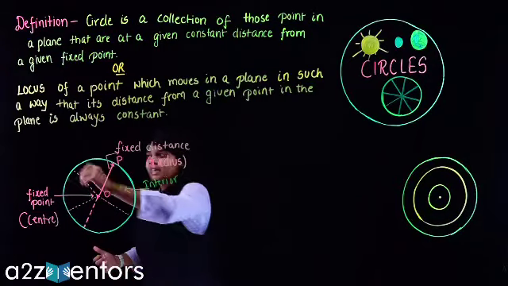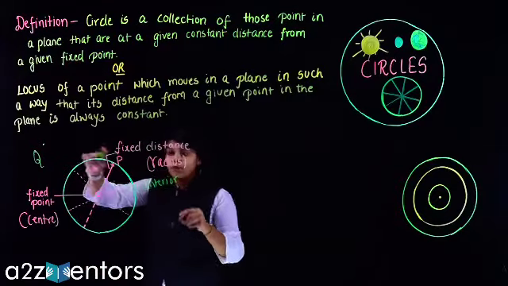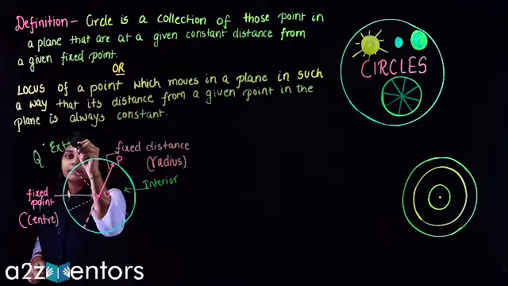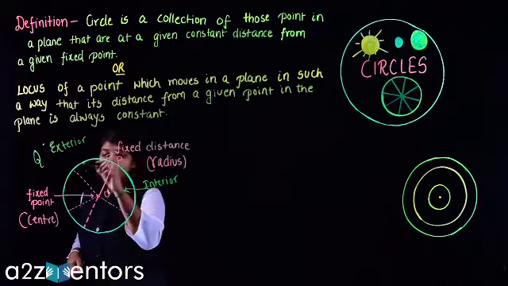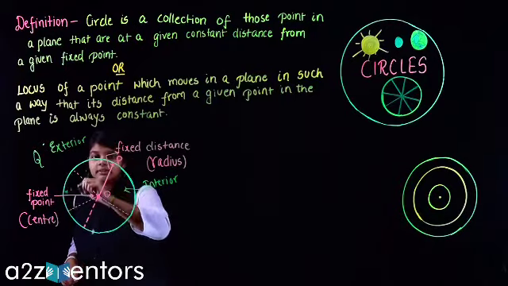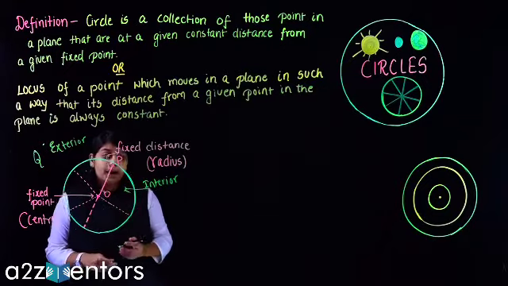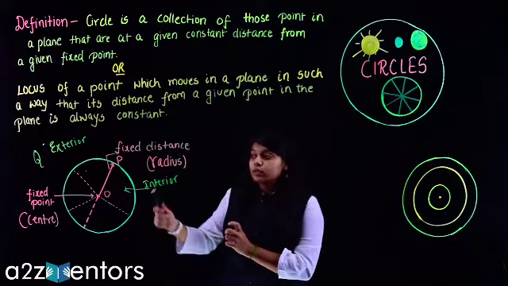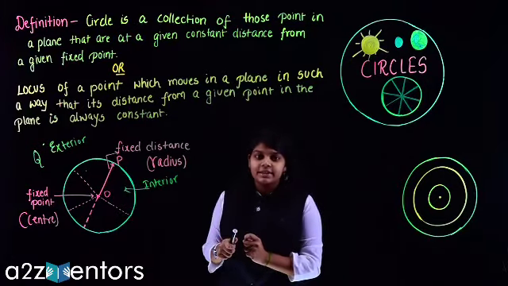Now if the point lies somewhere here, let me name it as Q. That point lies outside the boundary, so that's the exterior point. Now the point which lies on the circle, like the point P, that is on the boundary. That lies on the circle, that is the locus of the point which is at a fixed distance from a fixed point.